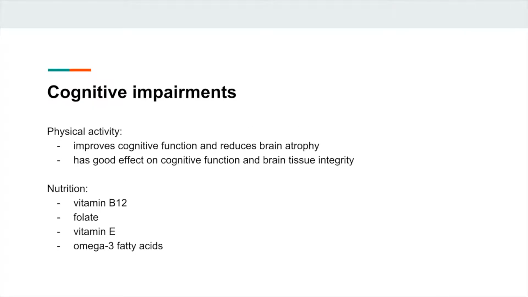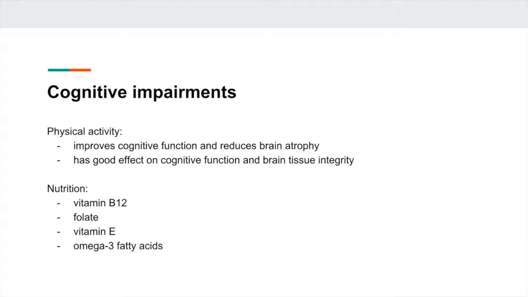Cognitive impairments. Sarcopenic patients often also suffer from cognitive impairments. Cognitive impairments reduce neuronal volume in the brain, which leads to alterations in body composition by reducing skeletal muscle mass. Physical activity interventions have shown to improve both physical and cognitive performance. It has beneficial effect in those with sarcopenia, either by increasing strength or muscle mass. Research suggests that active lifestyle improves cognitive function and reduces brain atrophy. It has good effect on cognitive function and brain tissue integrity.